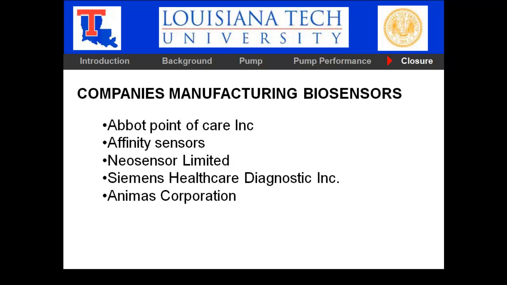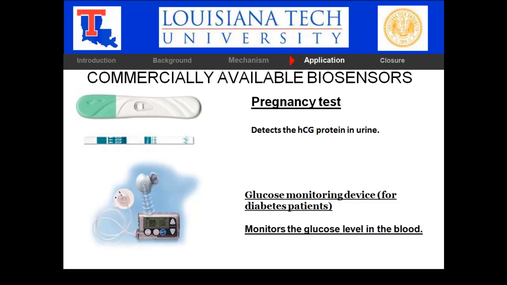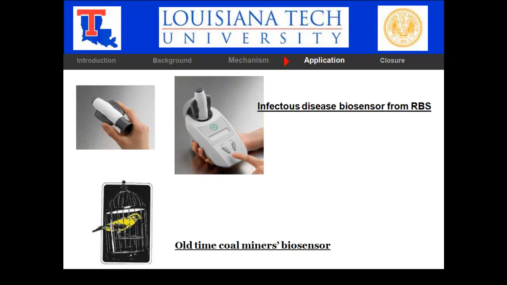Companies that currently manufacture biosensors are Abbott Point of Care Incorporated, Affinity Sensors, Neosensor Limited, Siemens Healthcare Diagnostics Incorporated, and Animas Corporation. There are many commercially available biosensor devices, some of which we'll show here. One of them is the pregnancy testing kit. The other one is the glucose monitoring devices for diabetes patients. The third one is a device that detects respiratory diseases in human beings.